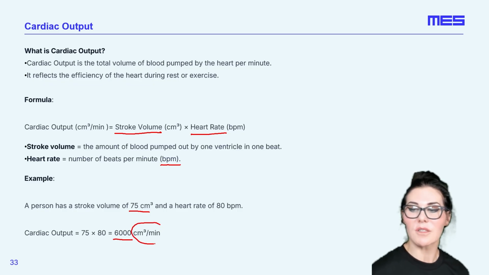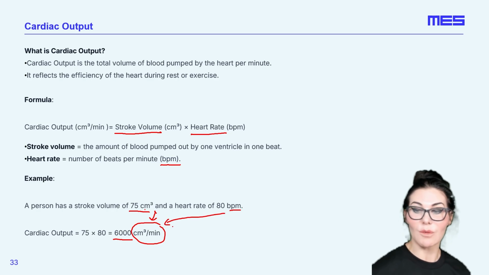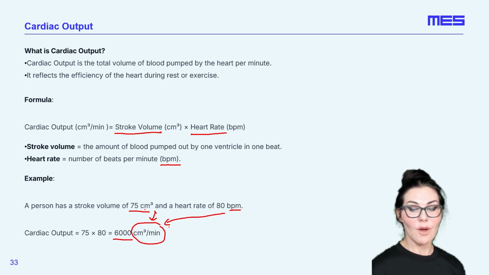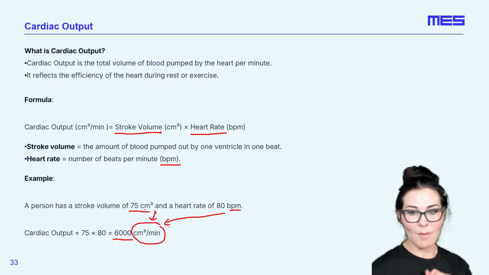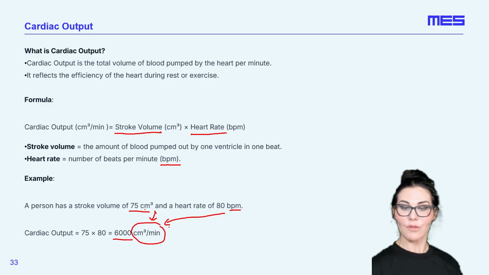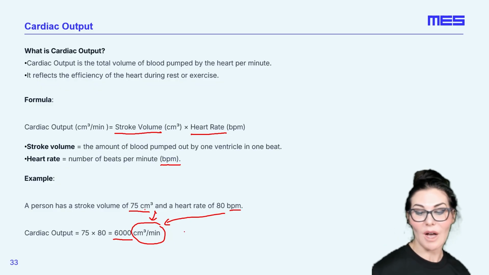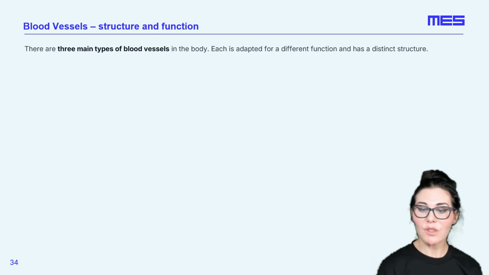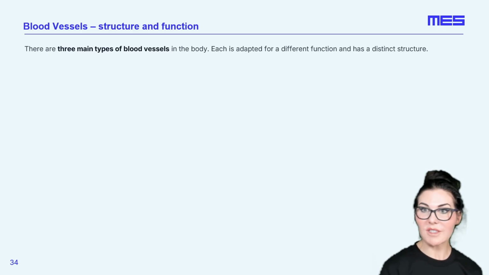Don't forget units though. You've also got to include both units in your answer. Often they will ask you to make sure you include units. If they don't, try and remember, because you can get an extra marking point for correct units placed after a calculation. We're going to look now at our different blood vessel types in a bit more detail.